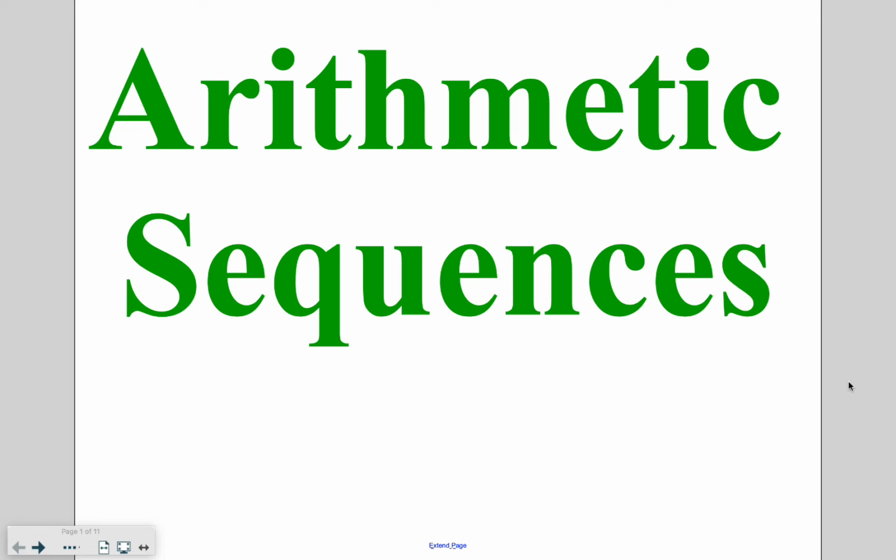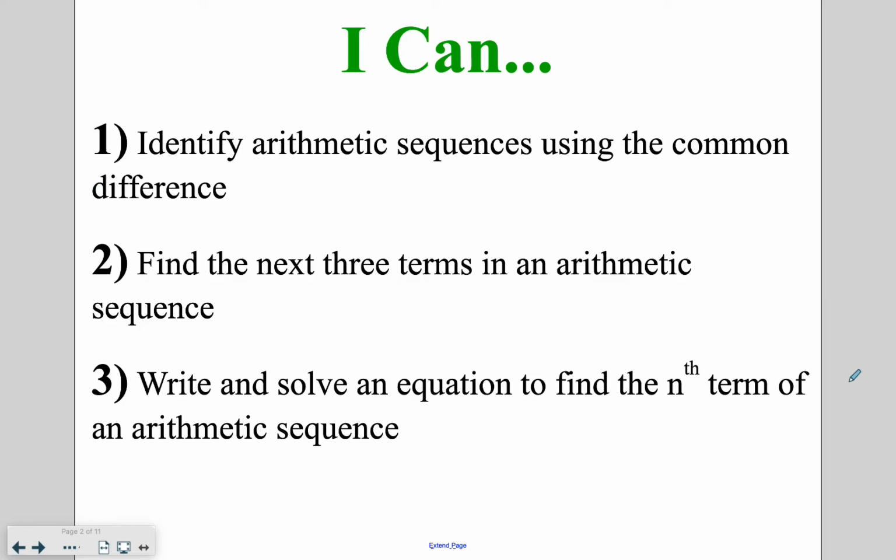Hello class, and welcome to today's algebra lesson, which is about arithmetic sequences. By the end of today's lesson, you will be able to identify these sequences, find the next three terms in the sequences, and write and solve equations for the nth term of the sequence.